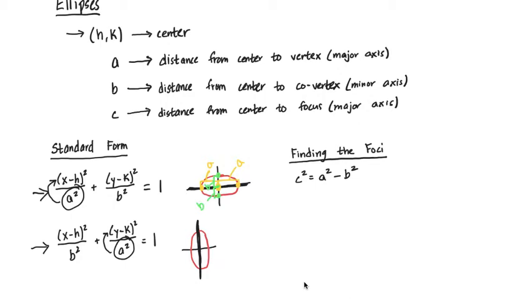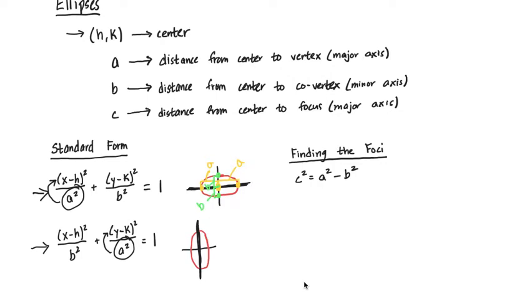Okay, so those, I really shouldn't say vertices, but those smaller vertices, which are technically called co-vertices, you can imagine why they're called co-vertices, right? It's to differentiate that they're the smaller ones. And those are always going to be along the minor axis, okay? And then we have c.